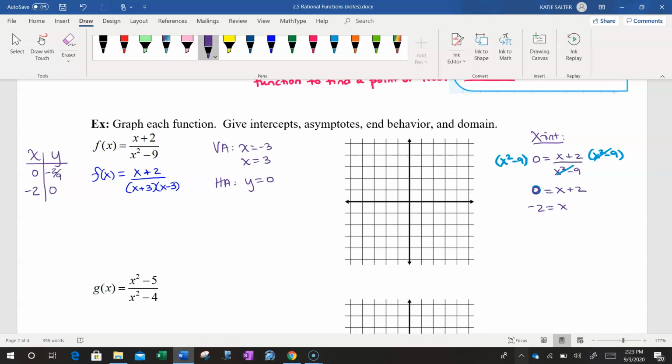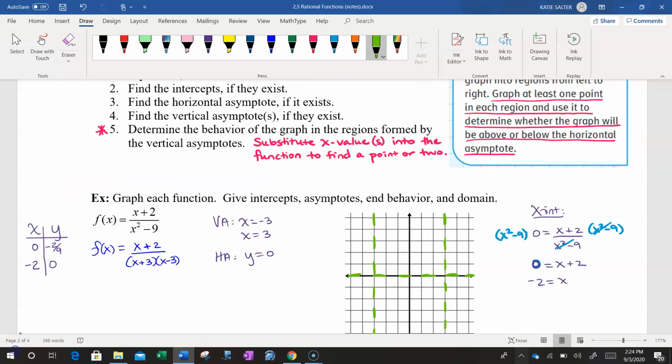All right, so to graph this, I want to put on here our vertical asymptotes and our horizontal asymptotes. Once we do that, it divides our graph into 3 regions. Since we have 2 vertical asymptotes, we have 3 regions. Then all we have to do is substitute x values into the function to find a point or two. All we need to know is, do we graph above the horizontal asymptote there or below the horizontal asymptote there?